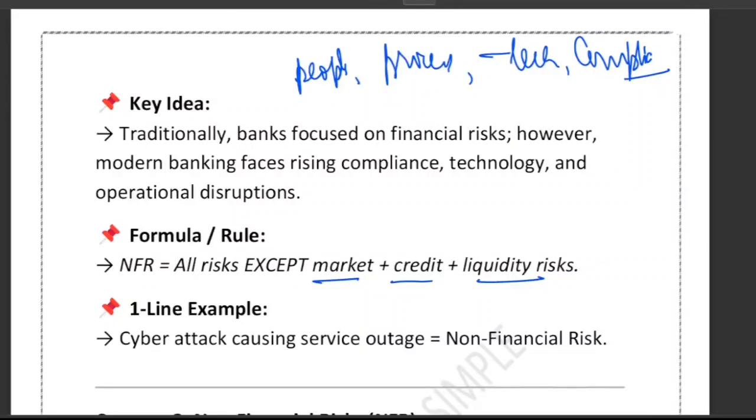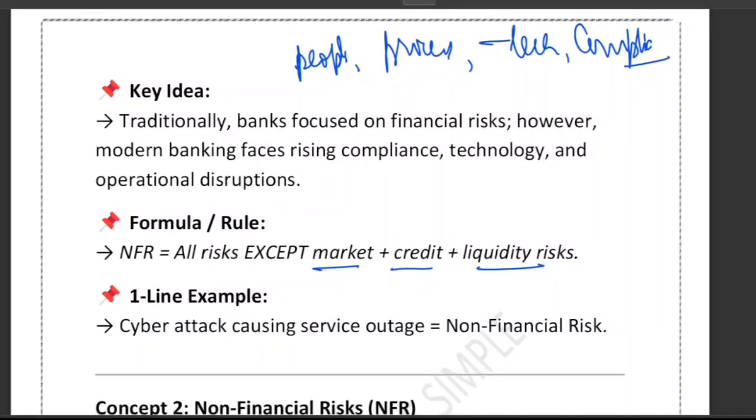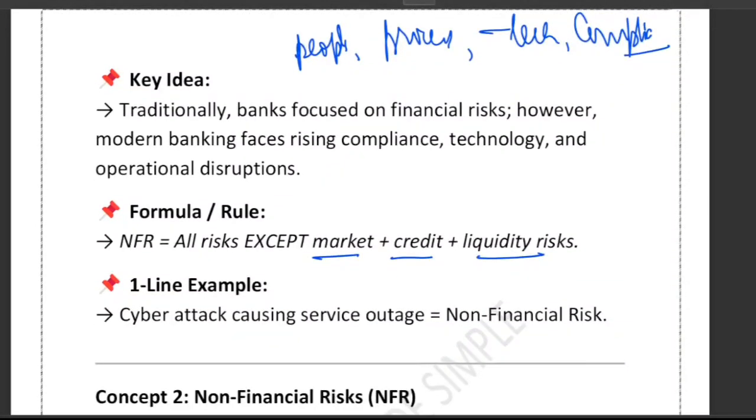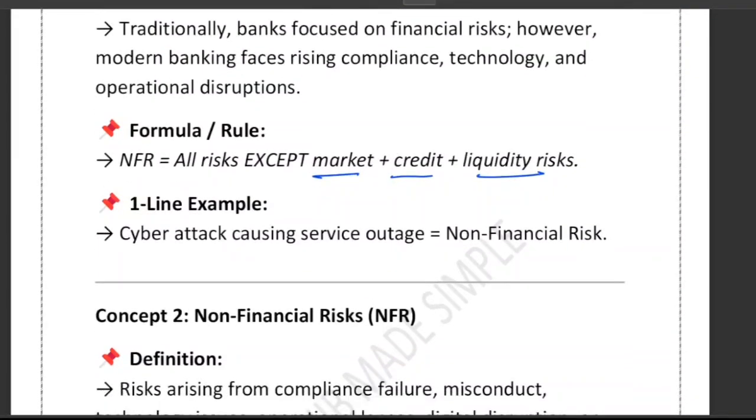So earlier, banks were worried about credit, market, and liquidity risk, but today banking has changed. We have mobile, digital payment, cyber attack, third party vendor, heavy compliance requirement. So new types of risk have become more important, and those risks are called non-financial risk. The quick rule is that NFR is equal to all the risk except market plus credit plus liquidity. Suppose a cyber attack shuts down a bank app, that is called non-financial risk.